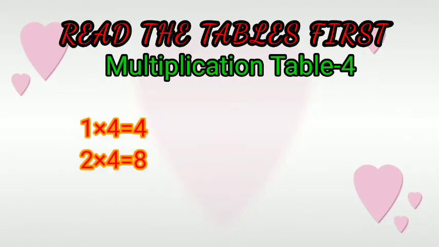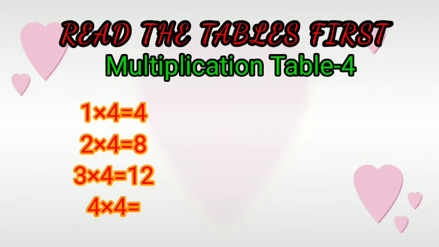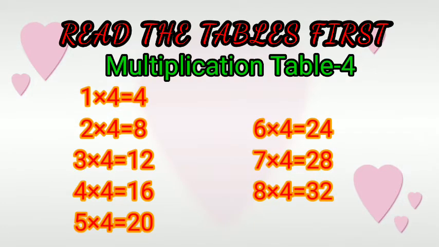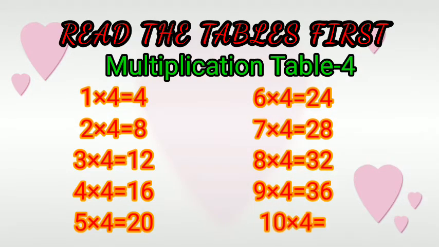1 4 is 4, 2 4s are 8, 3 4s are 12, 4 4s are 16, 5 4s are 20, 6 4s are 24, 7 4s are 28, 8 4s are 32, 9 4s are 36, 10 4s are 40.